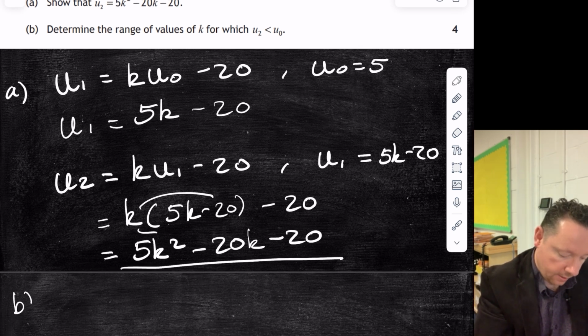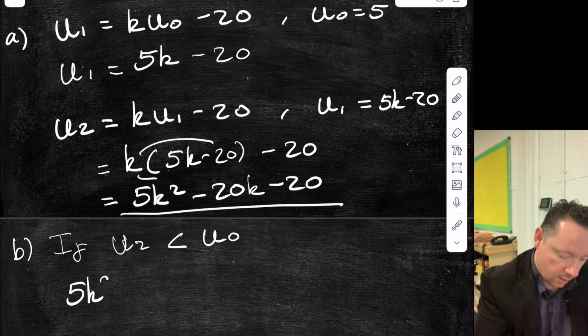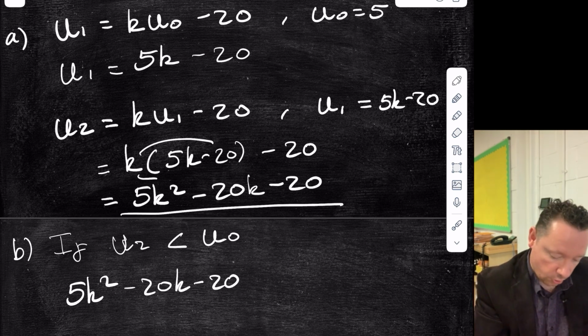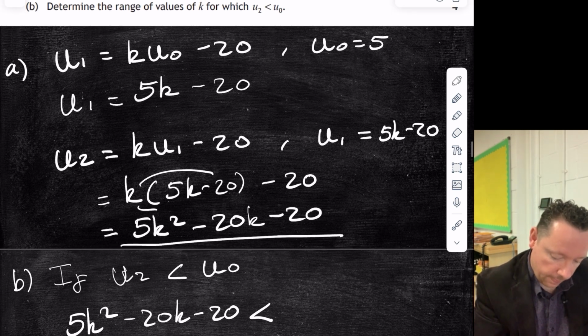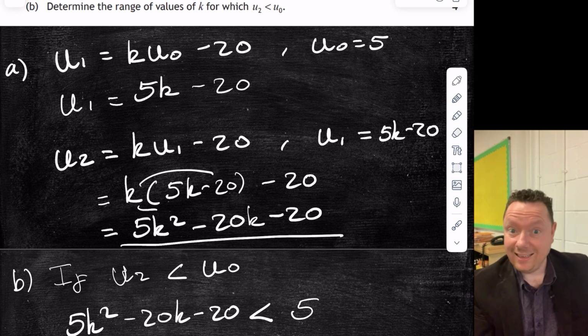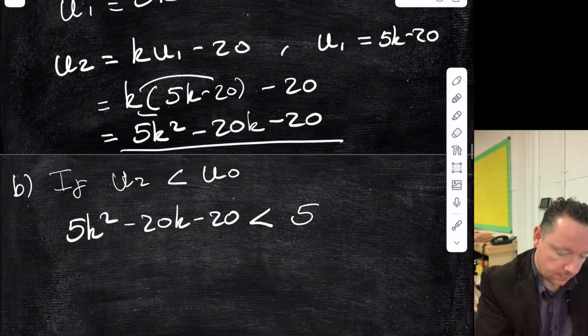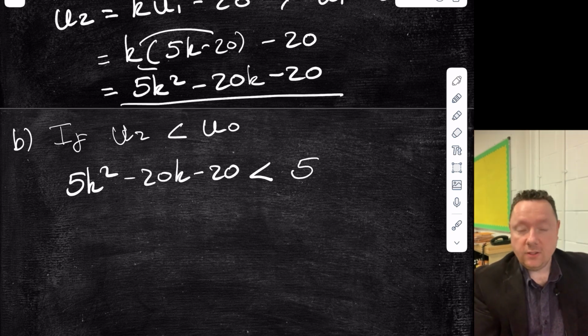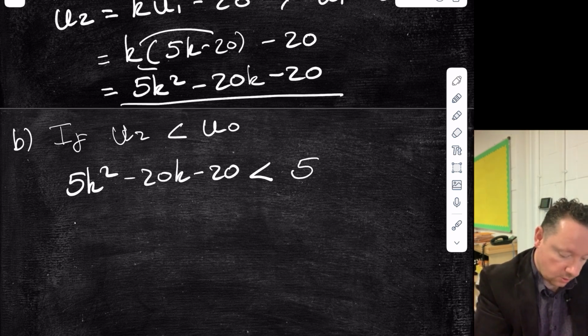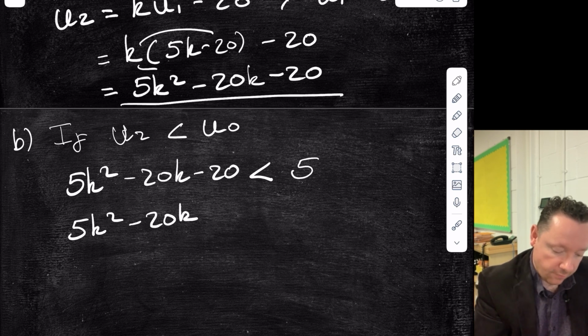Part B, determine the range of values for which u2 is less than u0. So if u2 is less than u0, then we can just say that 5k squared minus 20k minus 20 is less than u0, which was 5. And we're just solving a quadratic inequality. So now we're moving away from sequences and into quadratic inequalities. Let's just do this for the sake of completeness. We've got 5k squared minus 20k, and taking the 5 over, that gives me minus 25 is less than 0.